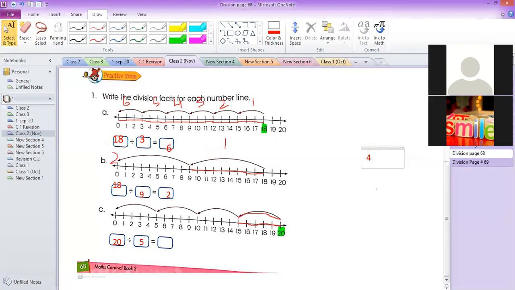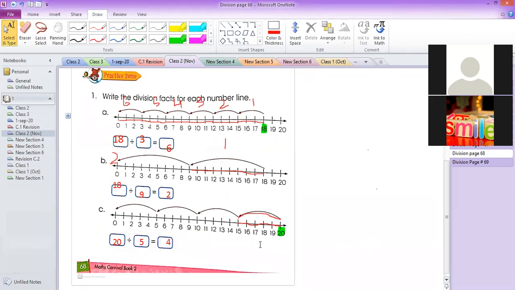Write it in your book. Solve it in your book, guys. First one is 18 divided by 3 equals 6. Second one is 18 divided by 9 equals 2. And the last one is 20 divided by 5 equals 4.